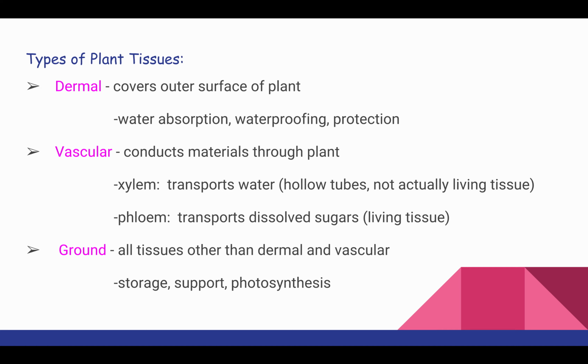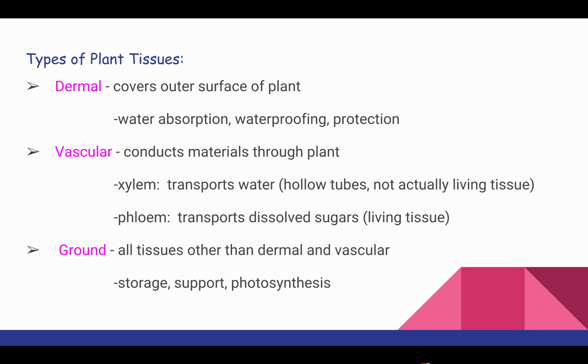We have vascular tissue in plants that are conducting tissues. They carry water and dissolved sugars through the plant. The specialized vascular tissue called xylem transports the water, and xylem is just hollow tubes through the plant. They're not actually living tissue. They're formed from cells that have died. And then the phloem tissue transports the dissolved sugars, the products of photosynthesis. Those are living tissue structures, and they're important for carrying nutrients throughout the plant.